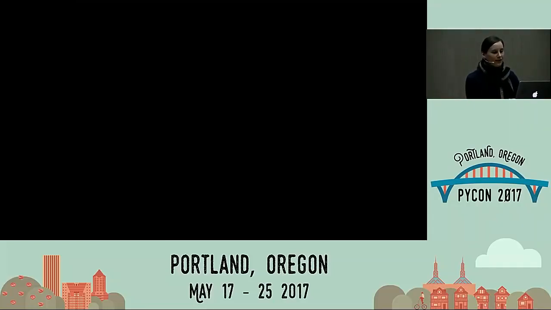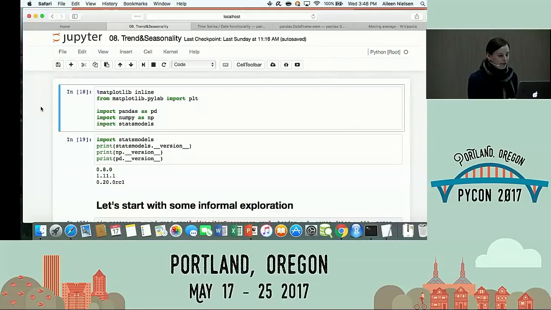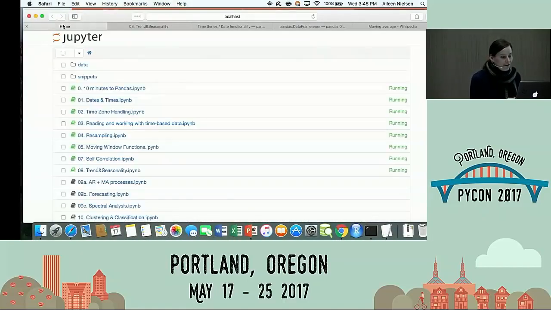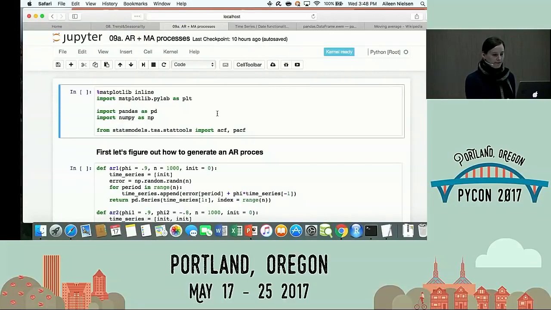These things have limited power based on the underlying model, and that's just how it is. It's tough to predict the future. If we could predict the future, we'd be billionaires. And some are. Okay. So first, let's play around with some autoregressive and moving average models just to make sure we know how to generate them.